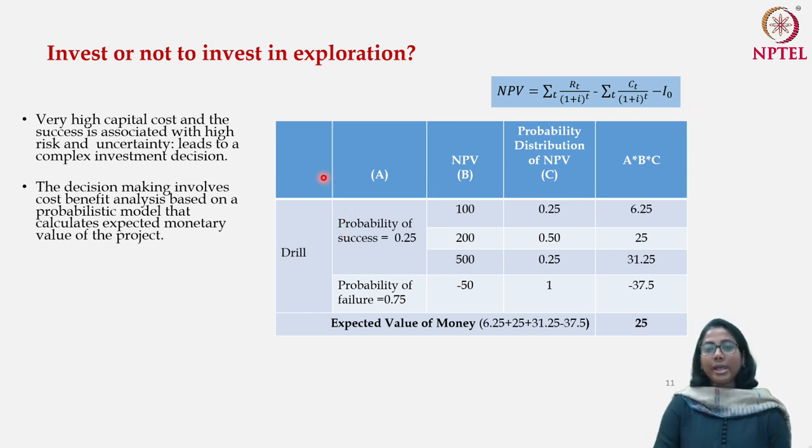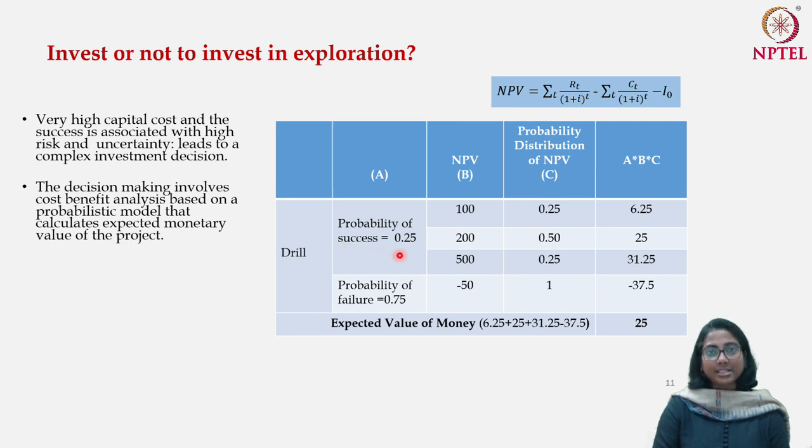What we are trying to do is like a decision tree. I have to take the decision in favor of or against drilling. Either I invest in drilling or I do not invest in drilling. If I drill at a particular area, the probability of success, that is the probability that I find some fossil fuel, say is 0.25. So the probability is low. The probability of failure is relatively high, say 0.75.